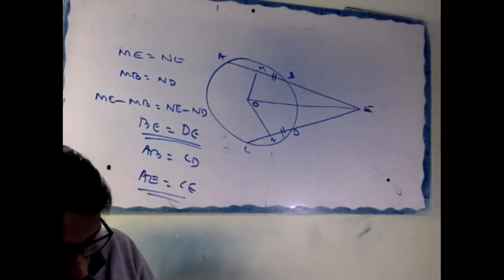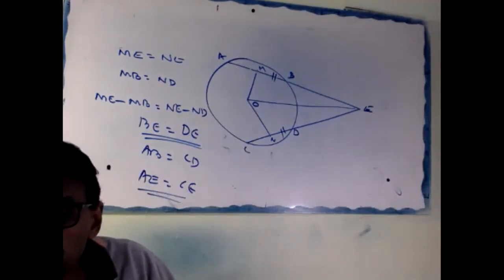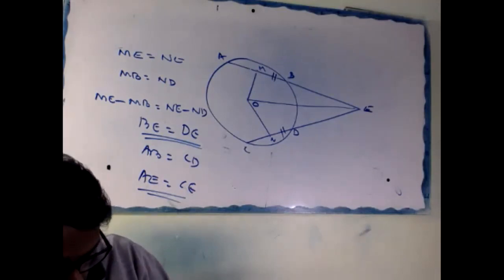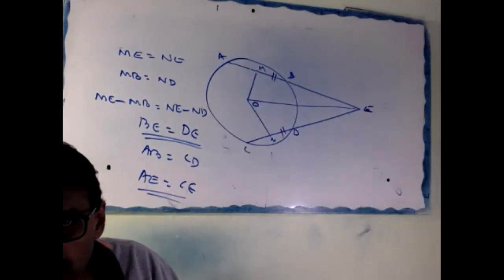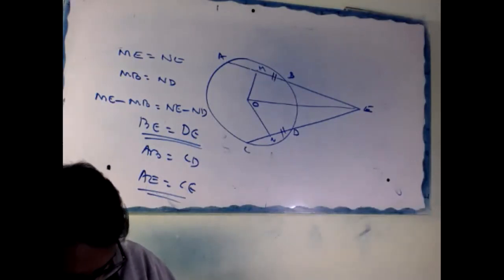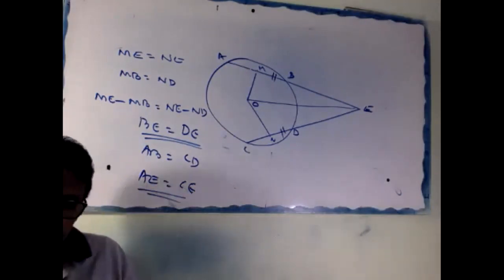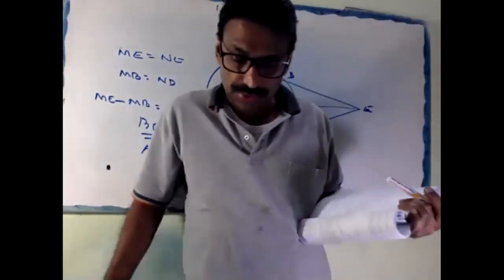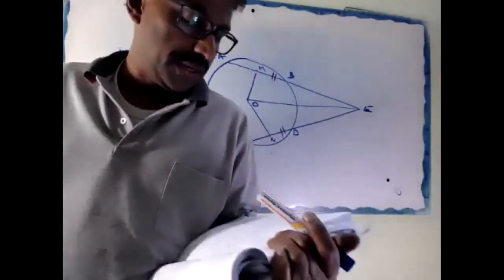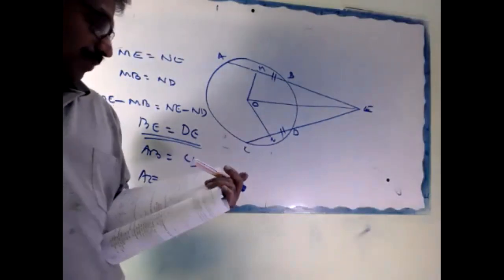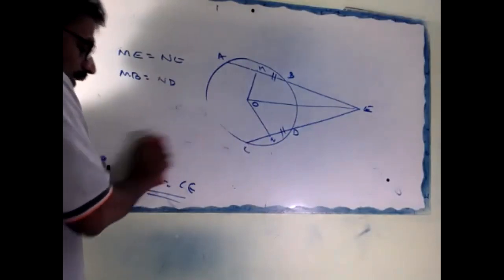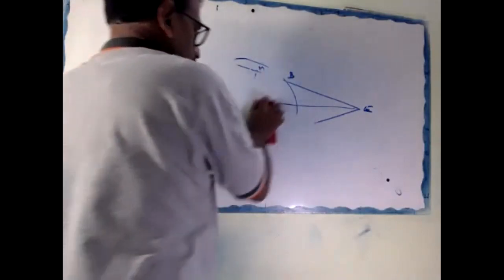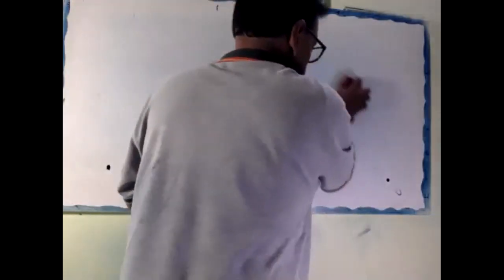Question, look at here. If two equal chords of a circle intersect within the circle, prove that the segments of one chord are equal to the corresponding segments of the other chord.